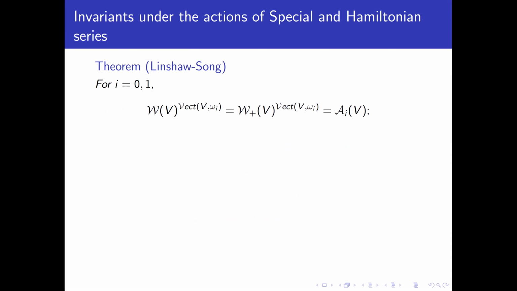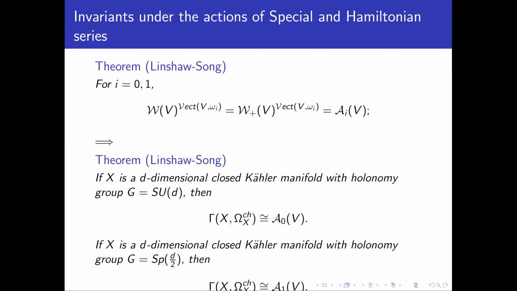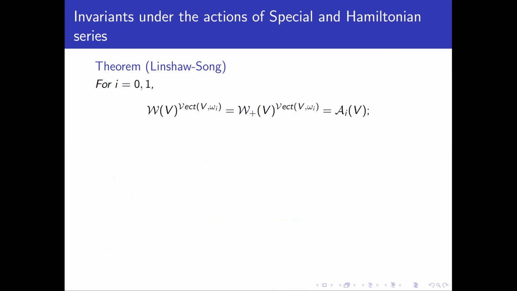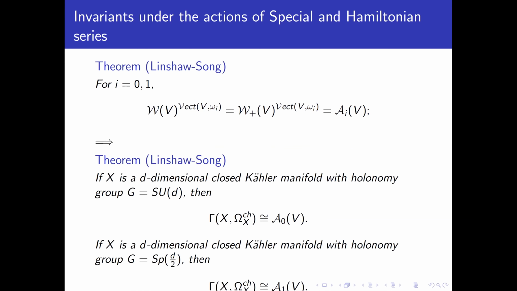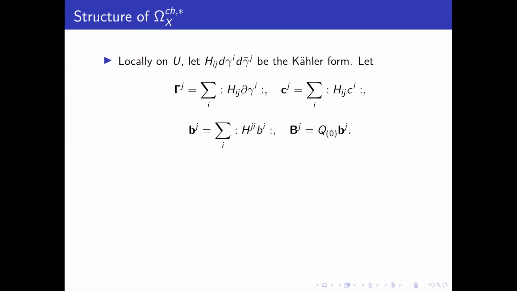Combining this theorem with the previous theorem, we get our main theorem: the global sections equal A0 and A1. Previously I have given... So the last part is that we should prove this theorem. Here I will give a sketch of the proof.